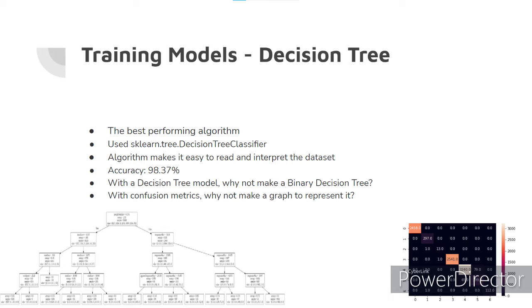With a decision tree model, why not just make a binary decision tree? That's the graph that you see at the bottom left of the screen. We also decided to make a confusion matrix, and why not just have a graph to represent it? So that's what a confusion matrix is for, as you can see on the bottom right of your screen. The confusion matrix allows us to evaluate the performance of the classification model. The matrix basically compares the actual target values with those predicted by the machine learning model, which in this case is the decision tree. This gives us a good view of how well our classification model is performing and what kinds of errors it is making, as you can see in the figure to the right.